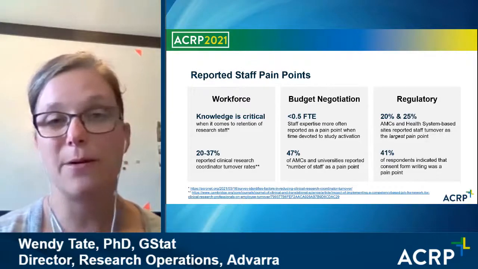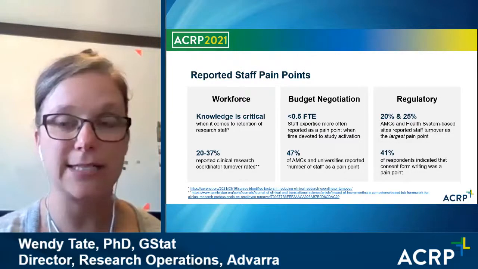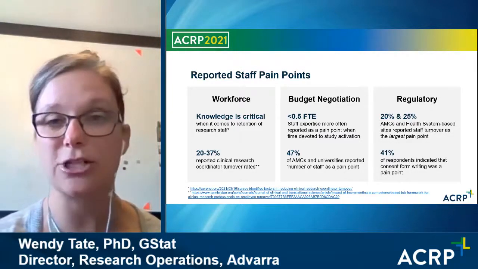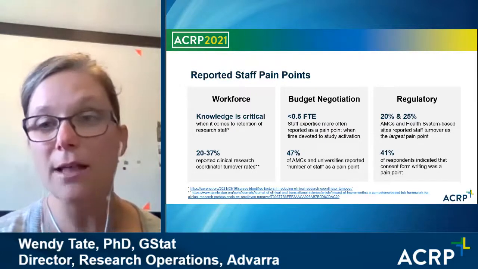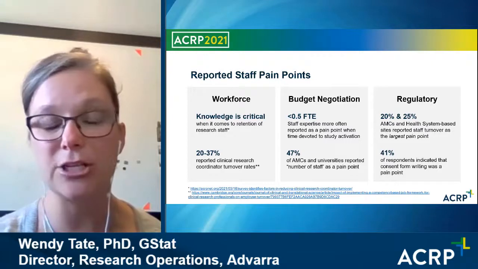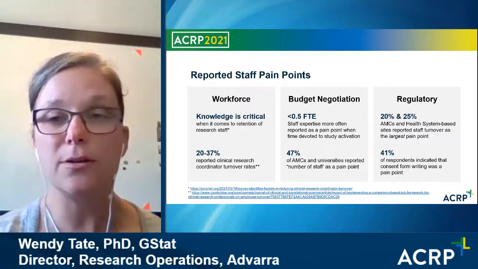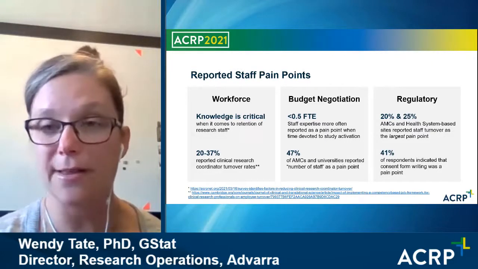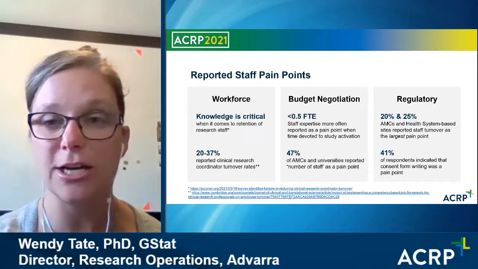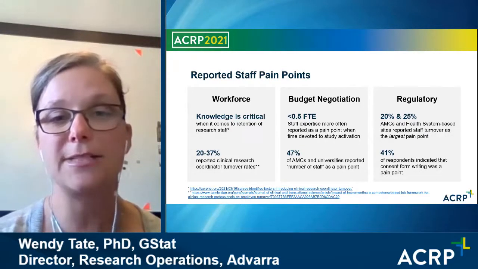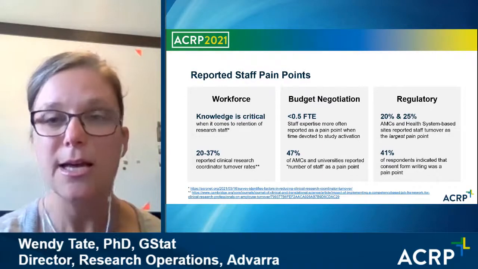And one thing that we found when we asked about two specific study activation areas, budget negotiations and regulatory, is that knowledge translates into having issues in those areas. People who reported spending less than half of their effort on study activation processes with the budget negotiation area really felt that staff expertise was a pain point.